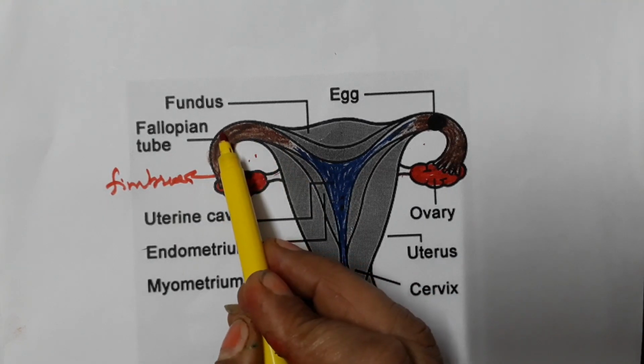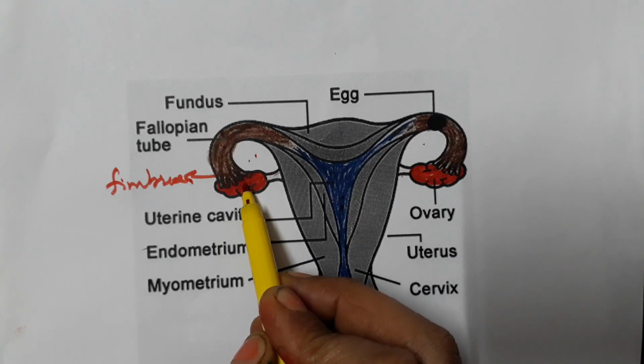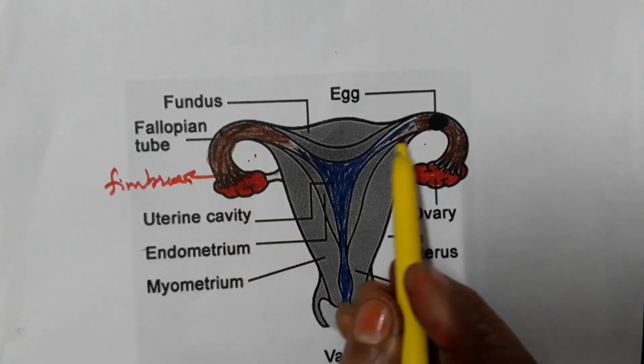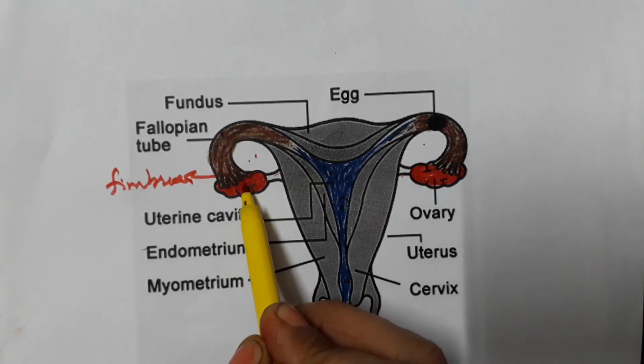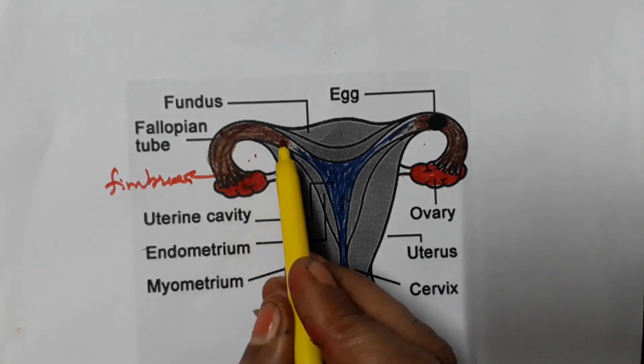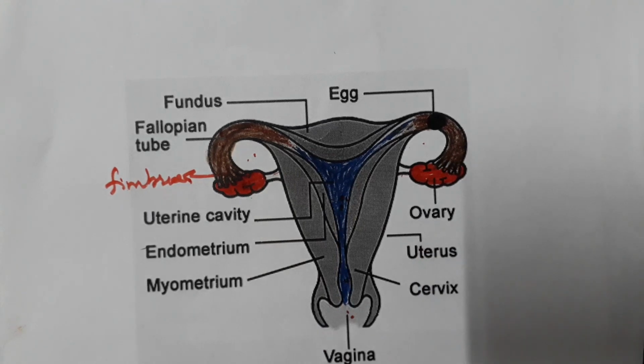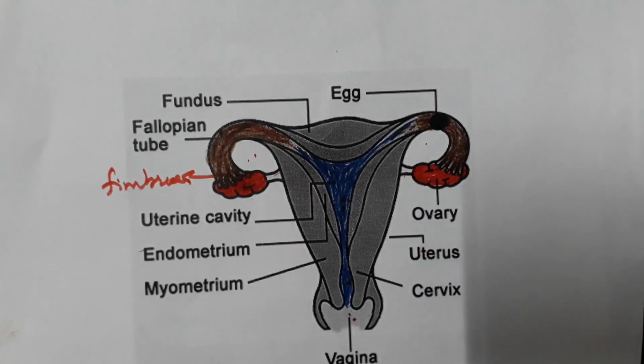ओविडक्ट या फलोपियन ट्यूब का क्या फंक्शन है? They collect the egg from the ovary and pass it to the uterus. The ovary releases the egg. The process of release of the egg is known as ovulation. तो after ovulation, the egg is captured by the fimbriae of the fallopian tube and then through the fallopian tube it passes to the uterus. This is the function of the fallopian tube.